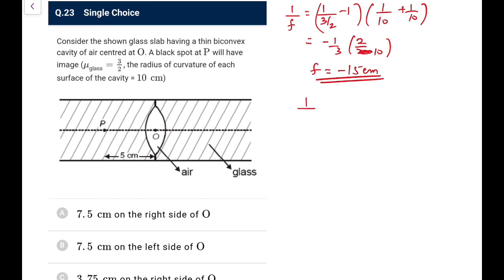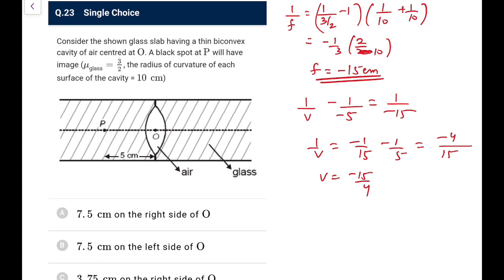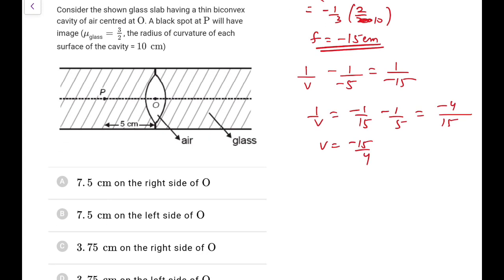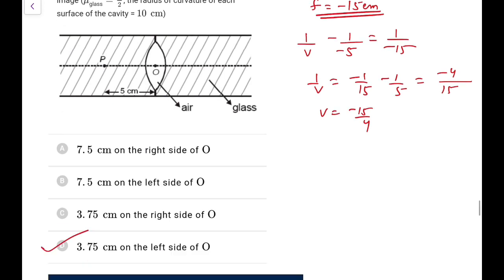So what you will have, 1 upon v minus 1 over u, which is minus 1 by 5, is 1 over minus 15. So 1 by v is minus 1 by 15, this will become minus 1 by 5 going there, this is 15, this would be 4. So v is minus 15 by 4, if I have not done it wrong, yes, minus 3.75, and minus means on the left side of the O. Go with option D in this case.